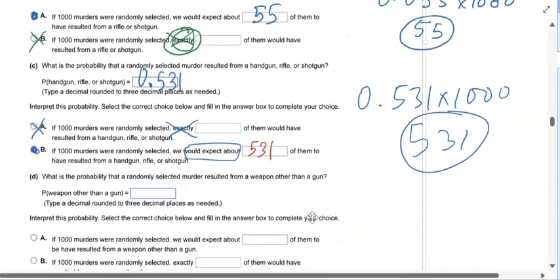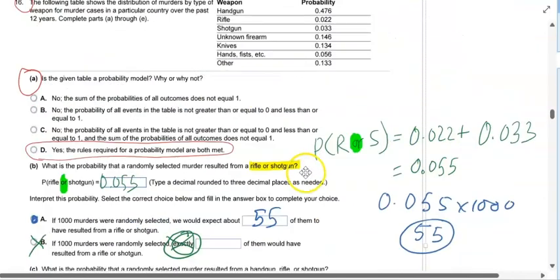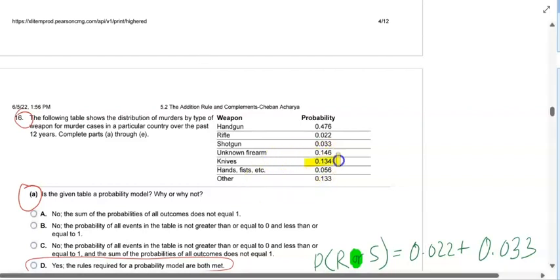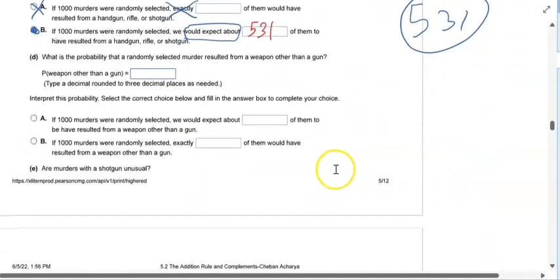Okay, next question, part D. What is the probability that a randomly selected murder resulted from a weapon other than a gun? Here's the thing. Other than gun, the weapons here are knives, hands and fists, and others. If you add these three numbers, 0.134, 0.056, and 0.133, you get 0.323.